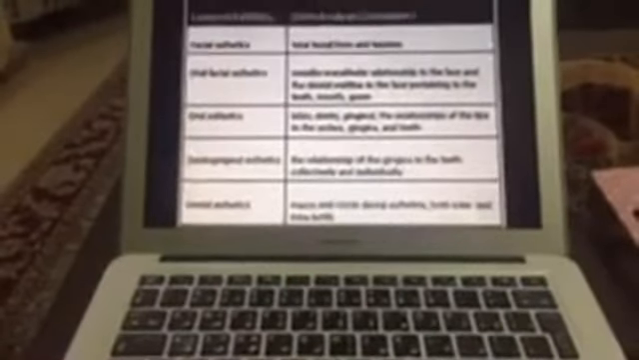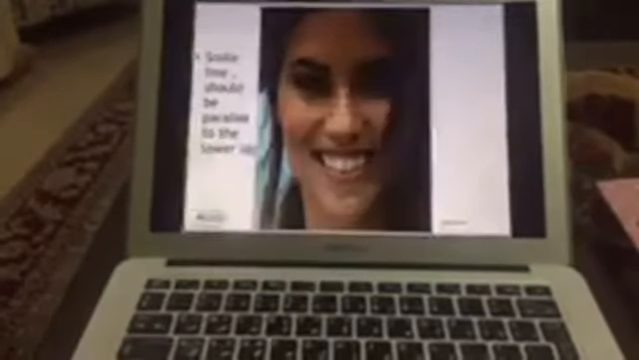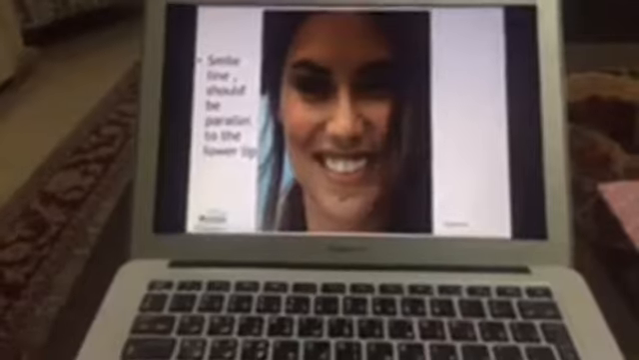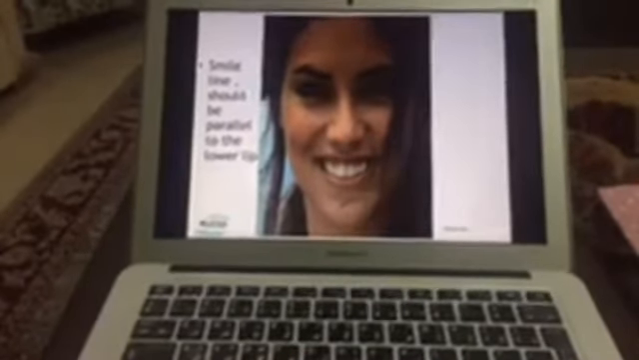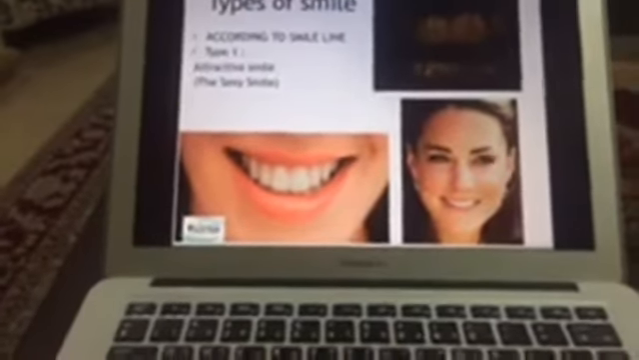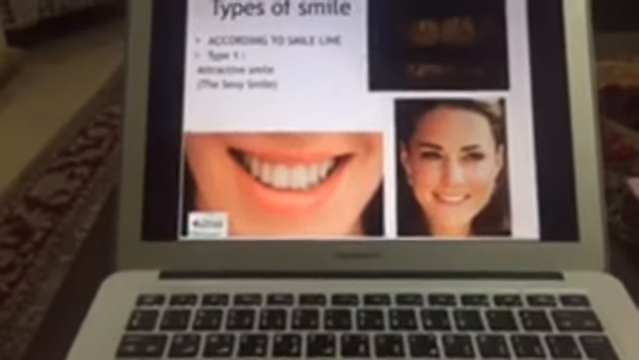Smile has different levels, starting from the facial aesthetics, and nowadays we reach what we call microdentistry. It's a small reach using a microscope. Smile lines should be parallel to the lower lip, like this line. See this lower lip line? This is the smile line. We have different types of smile according to the smile line.